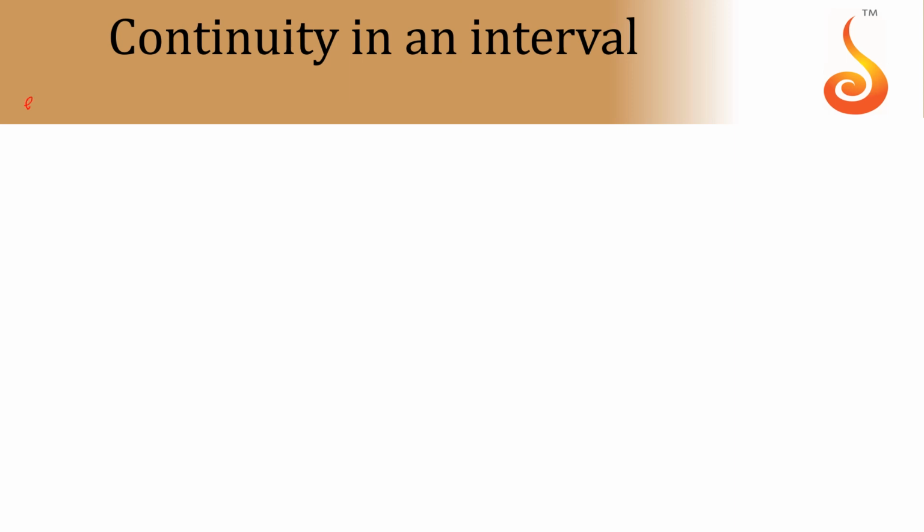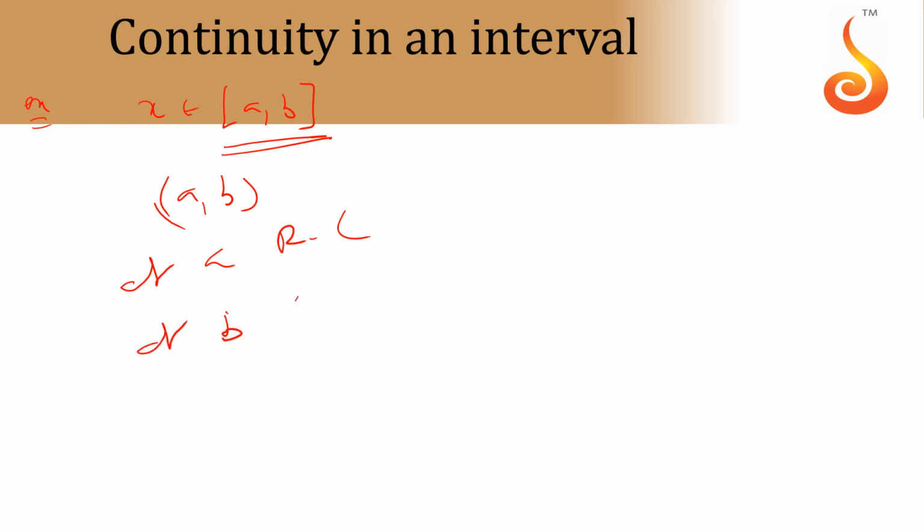See, for example, if I want to discuss continuity in the interval a comma b, it should be continuous at each and every point in the open interval, at a right continuous, and at b left continuous. Then only it will be continuous in the total closed interval a comma b. See, continuity you can understand very simply. A simple example I'll tell you.